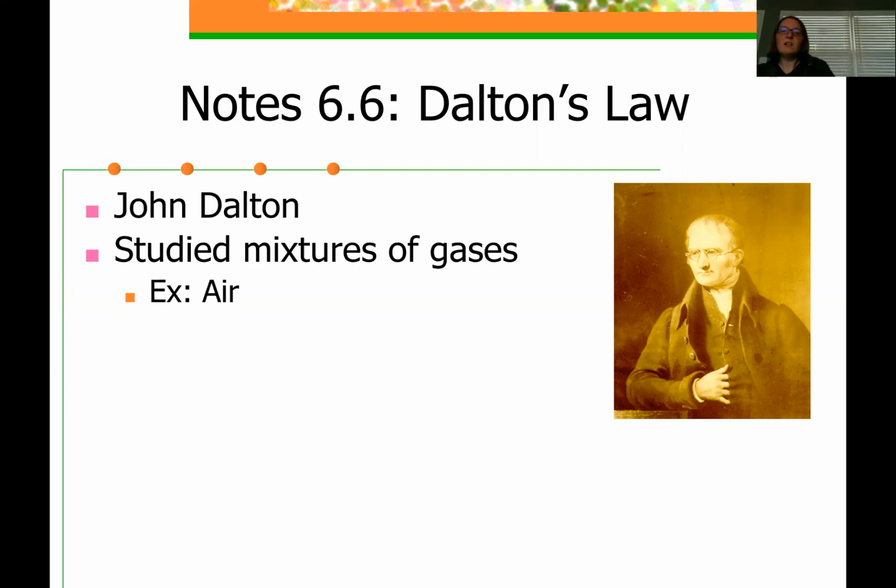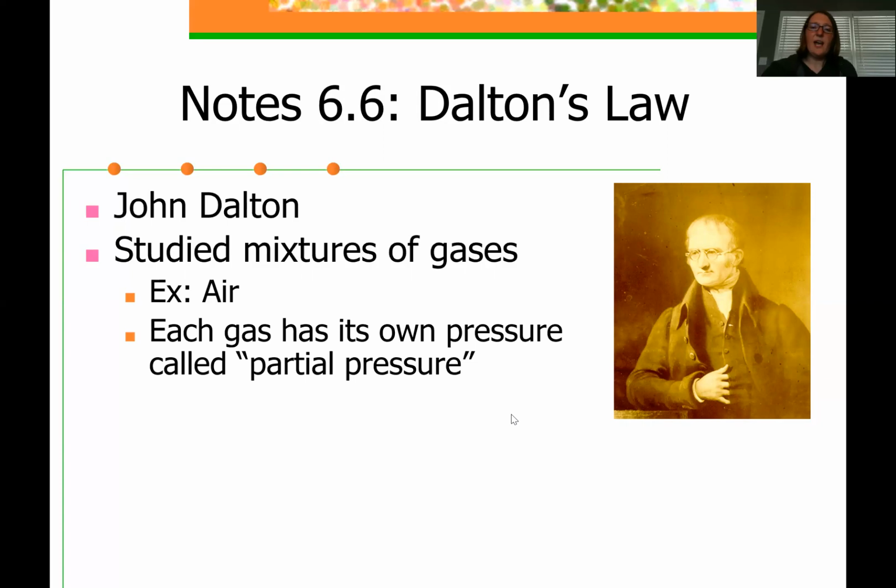So as Dalton is studying this and he's looking at pressure, he figures out something. And what he figures out is that each gas has its own pressure within the total gas. He's going to call this partial pressure. So what he figures out is that oxygen has its own little pressure, and CO2 has its own little pressure, and water vapor has its own little pressure, and nitrogen has its own little pressure. So within air, each of these gases has its own pressure.